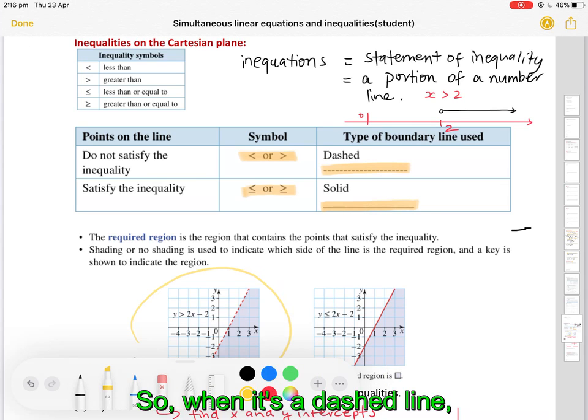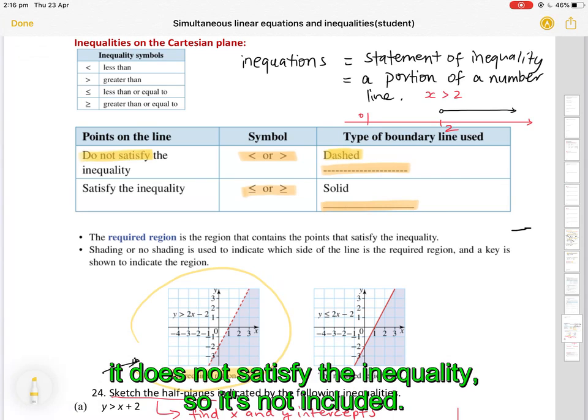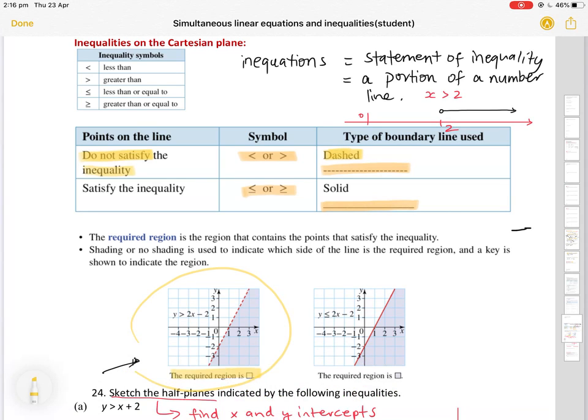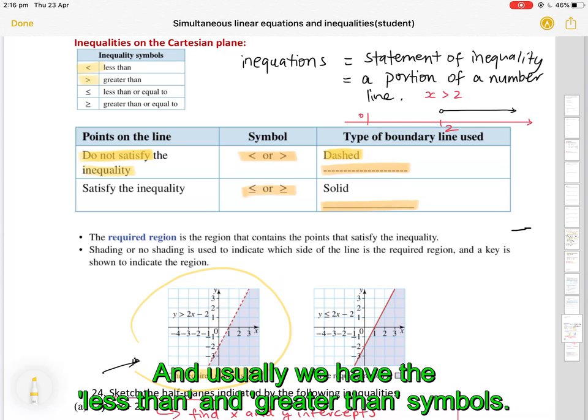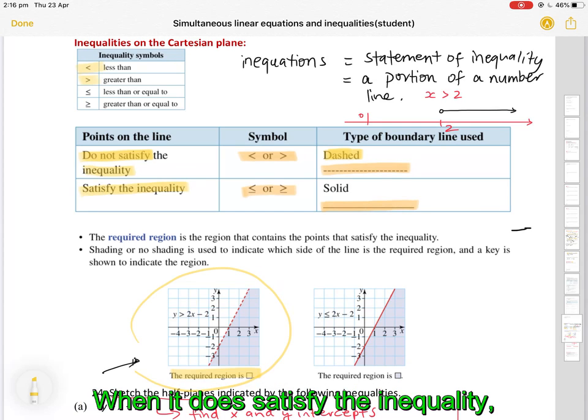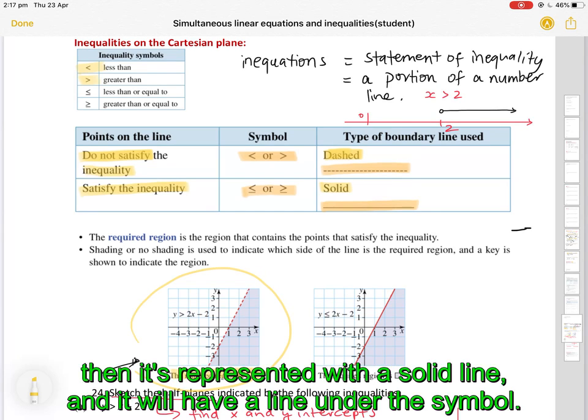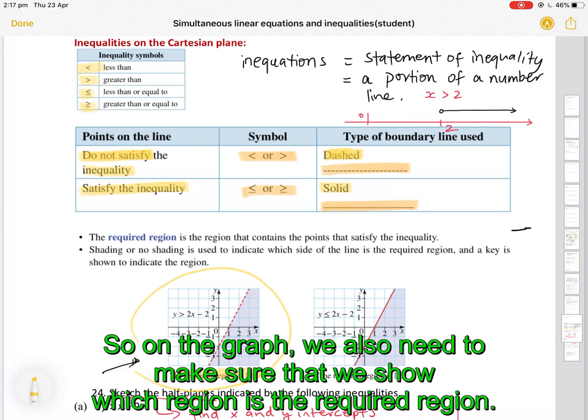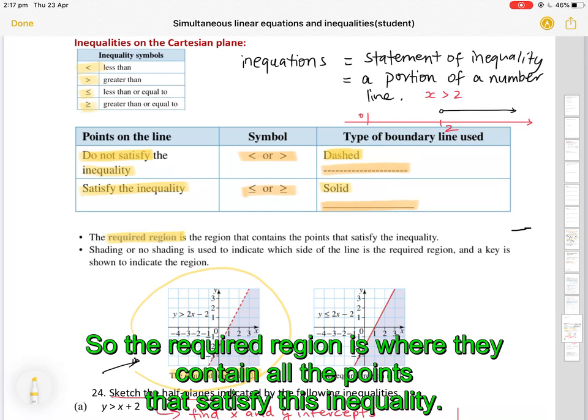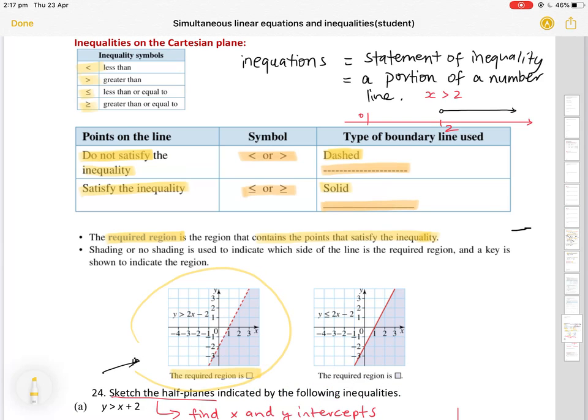When it's a dashed line, it does not satisfy the inequality, so it's not included, and usually we have the less than and greater than symbols. When it does satisfy the inequality, so when the number is included, then it's represented with a solid line and it'll have a line under the symbol. On the graph, we also need to show which region is the required region. The required region contains all the points that satisfy this inequality.